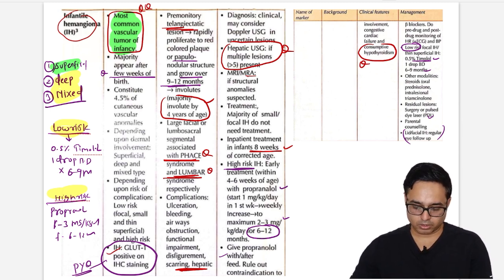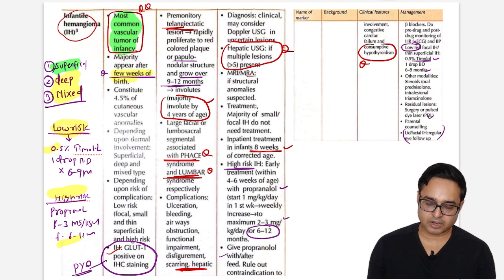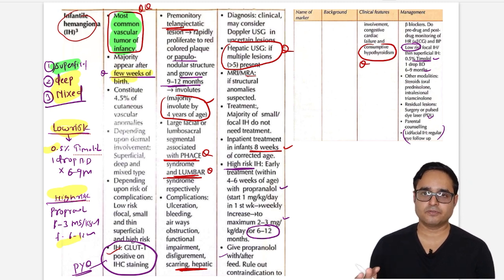Okay, so first let's just understand treatment. The low risk hemangioma will be treated with 0.5% timolol 1 drop BD for 6 to 9 months. High risk hemangioma: propranolol 1 to 3 milligram per kg per day for 6 to 12 months. Okay, now let's understand them in detail. They are not congenital, so they appear a few weeks after birth. So not at birth. If they appear at birth, they will be called congenital.